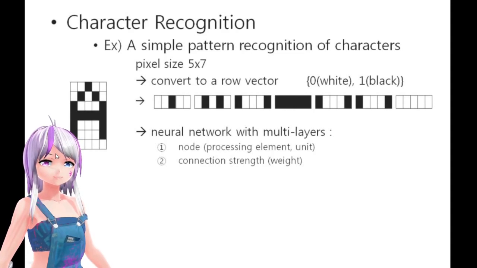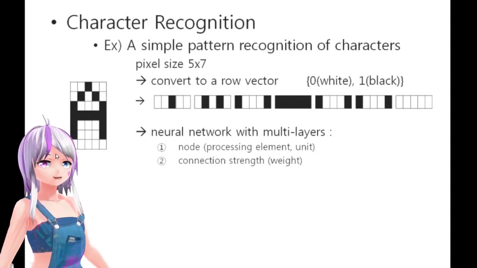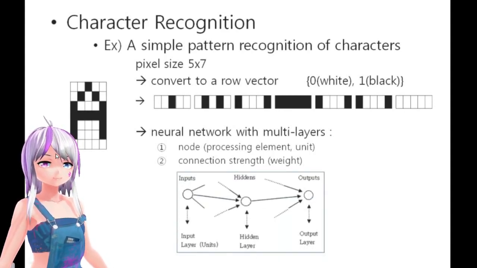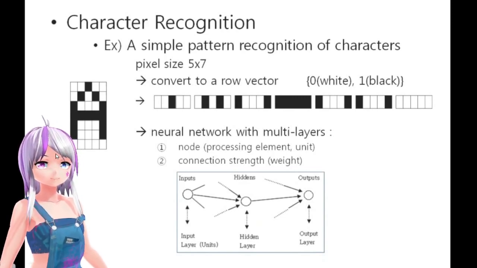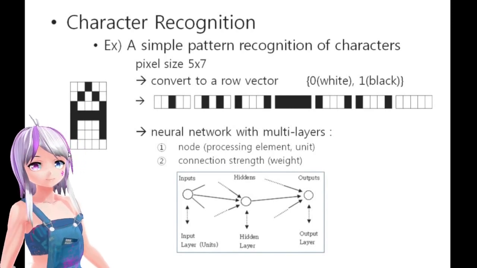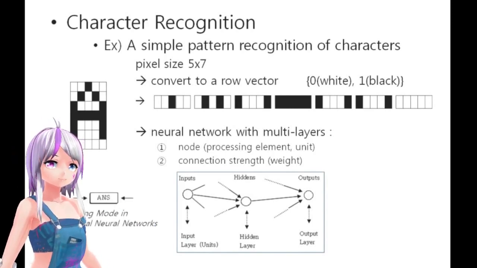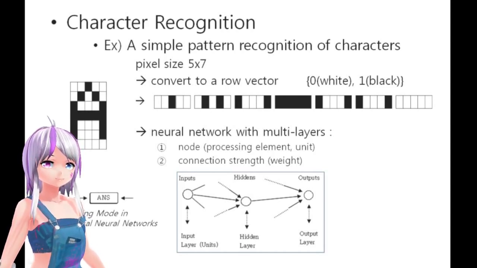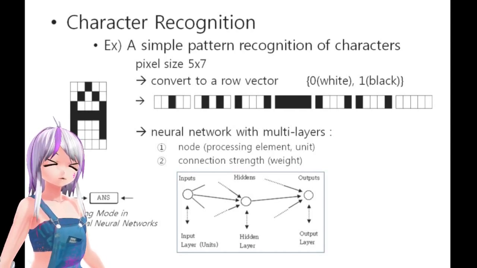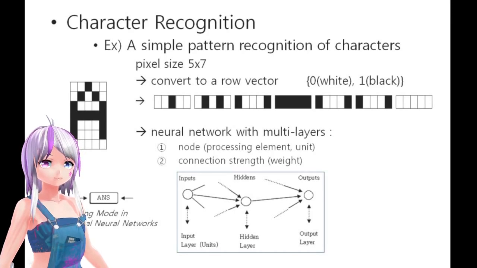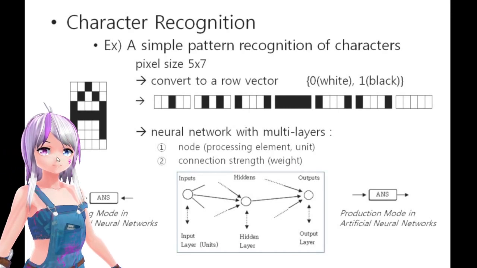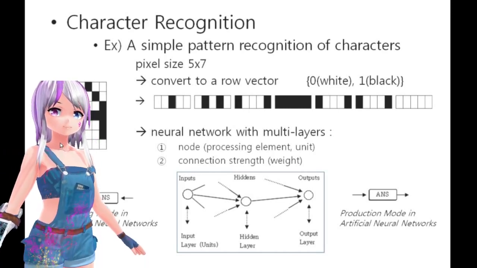Of course, 35. We have a neural network with multiple layers. We have nodes, which are processing elements, and connection strengths, which are weight parameters. Here we have the input, hidden layer, and output layer. You train this artificial neural network in learning mode: data comes in as input, and we know the output. This is character A, so we know its ASCII code. After you train this network, if something similar to A comes in as an input, we can produce the output saying that this is the character A.